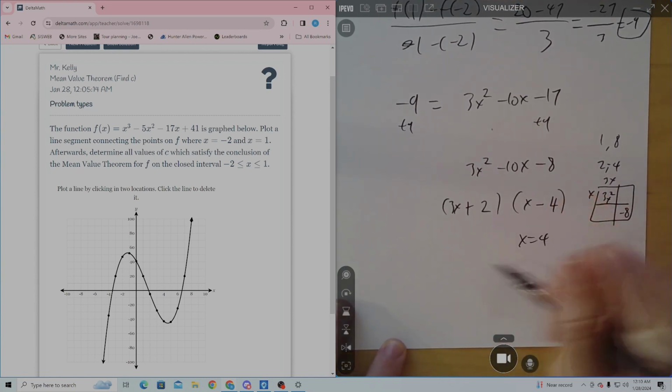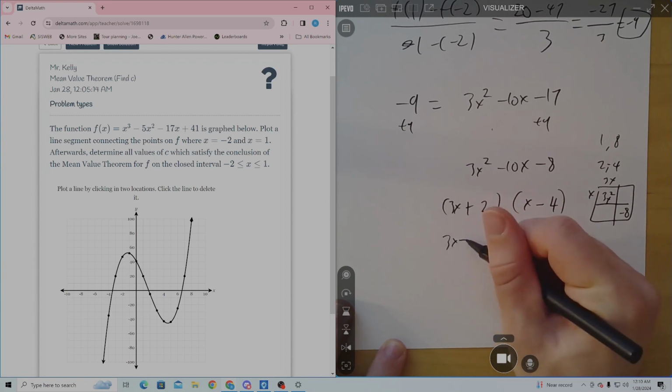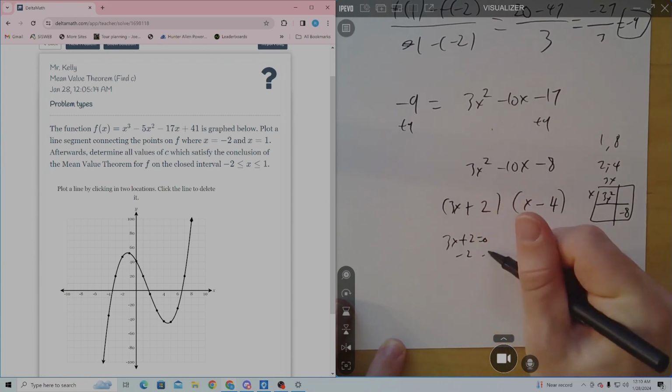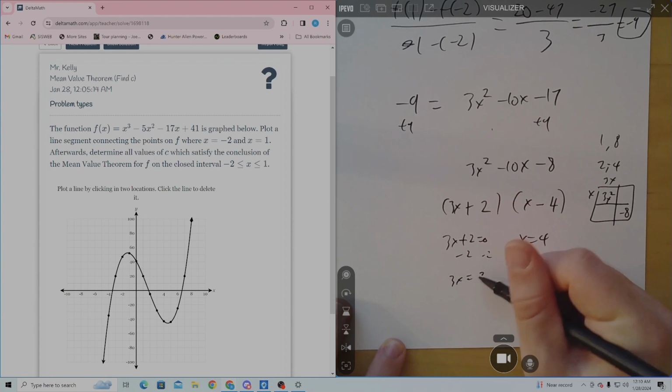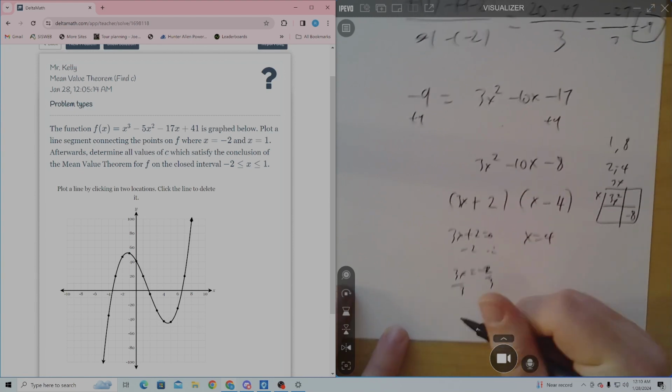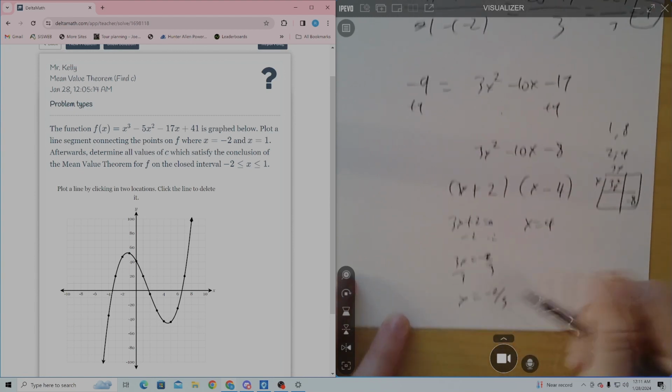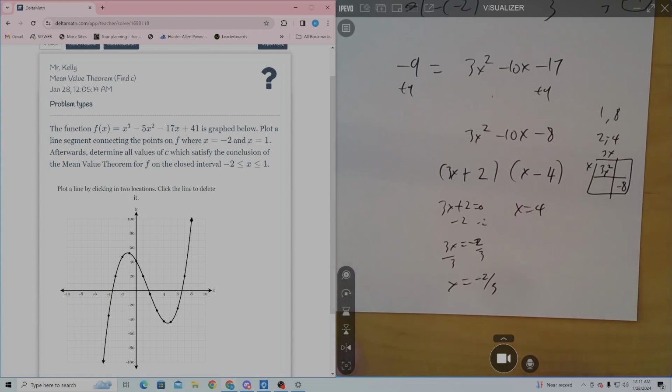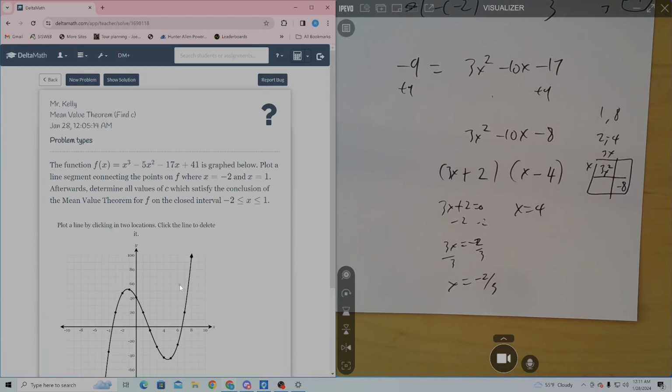Anyway, we're here. Solutions x equals 4. And this one again, 3x plus 2 equals 0. Subtract 2, 3x equals -2, divided by 3, divided by 3. X equals -2/3. So I've got two solutions right now, but you want to look at the interval before you submit. And here it goes from -2 to 1, so I cannot include the 4 because it's outside it, so it's just going to be -2/3.